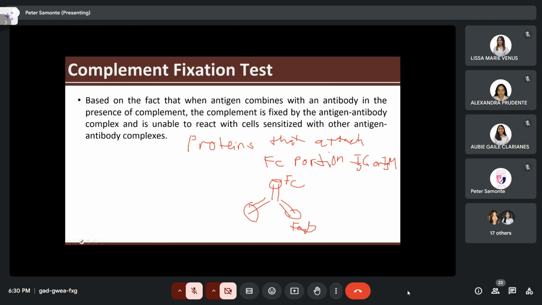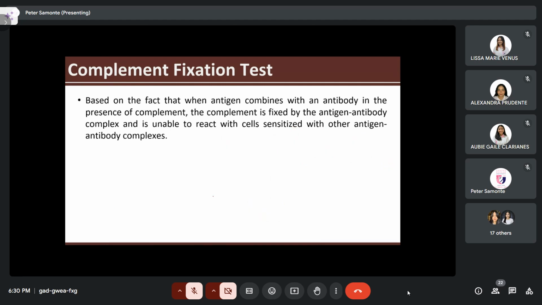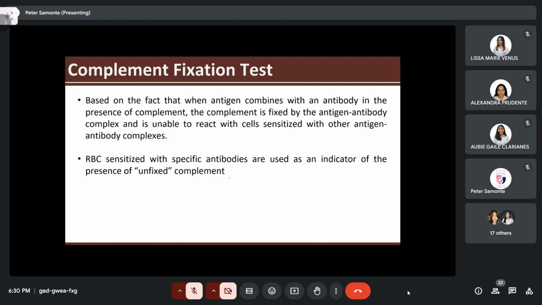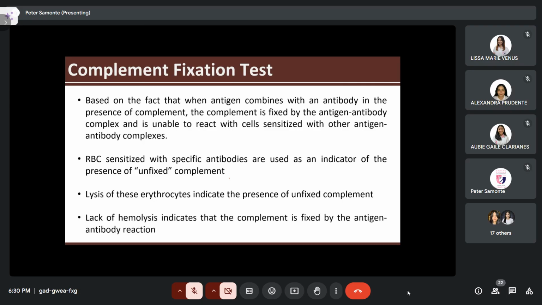Now in complement fixation, class, you try to fix. When you say fix, hindi siya pwedeng mag-react with other antigen-antibody complexes. RBC sensitized with specific antibodies are used as an indicator of the presence of unfixed complement. Lysis of these RBCs would indicate the presence of unfixed complement. Lack of hemolysis, class, would indicate that the complement is fixed by the antigen-antibody reaction. So please take note, class, sa complement fixation, ang positive result is that there would be no hemolysis.